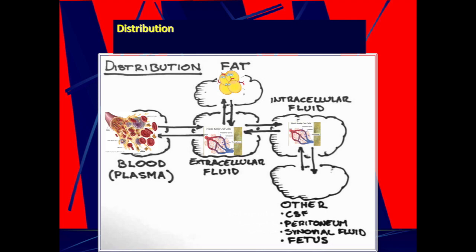A lot of times things are stored in our fat. One of the examples of that is the inhaled agents that we use for anesthesia. The reason that we use the drugs that we do now is they're less fat soluble, so they don't hang around in the blood for as long as the old molecules used to.